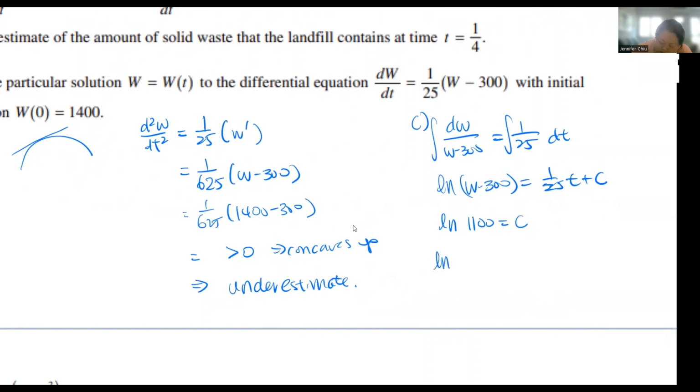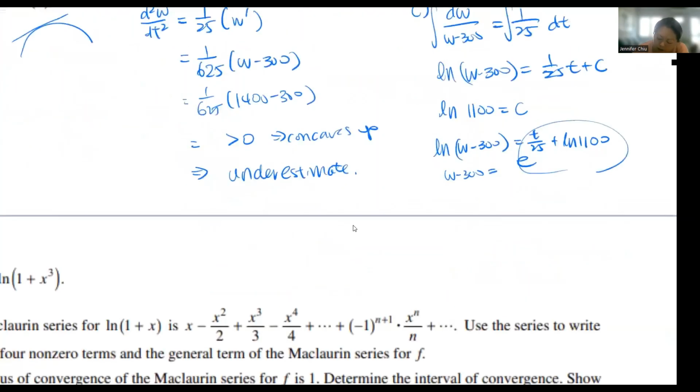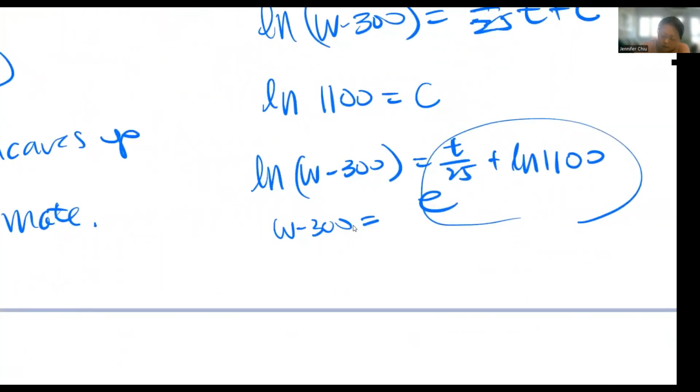So you have natural log of W minus 300. And notice again, I didn't put absolute value around my W minus 300 because this is the amount of solid waste. You're never going to get a negative amount of solid waste, so you don't need the absolute value around it. It's not going to give you a negative value here, right? So then you have T over 25 plus natural log of 1,100, right? And then E of both sides, so W minus 300 equals E to this whole thing. Keep in mind that what that will do is bring down 1,100 as my base. So you have W minus 300 equals 1,100 E to the T over 25. And last but not least, add the 300 over, so you'll get your final answer. Okay?